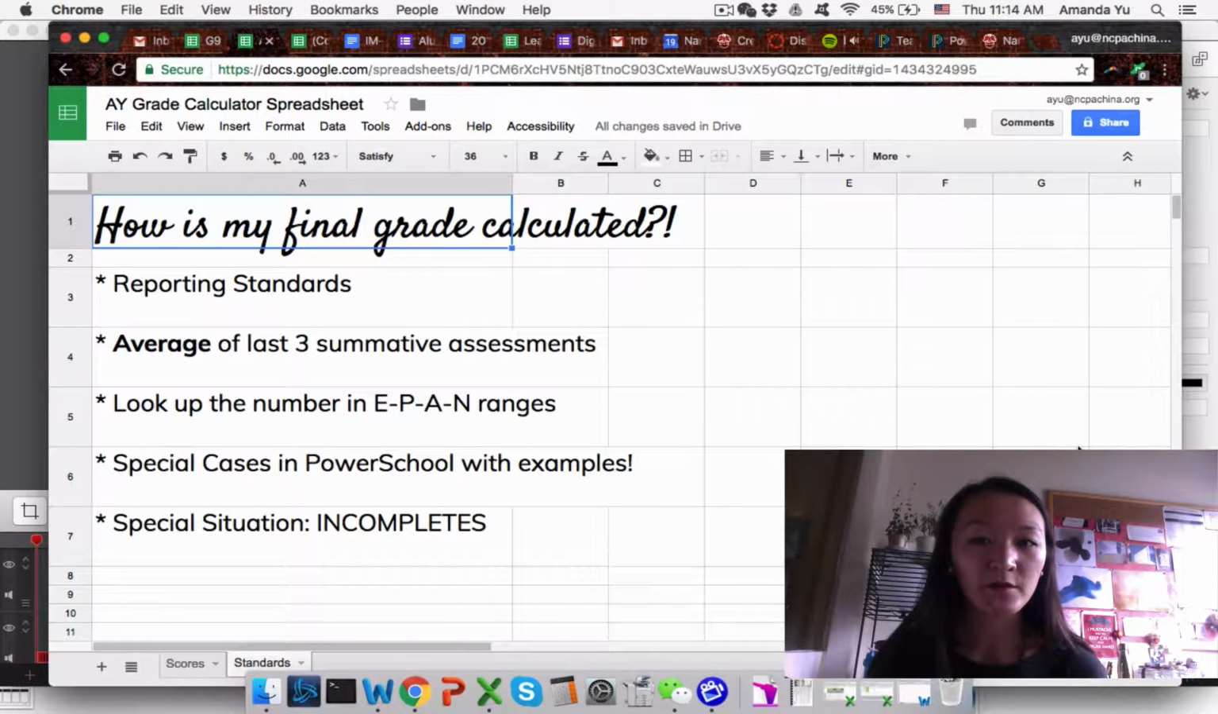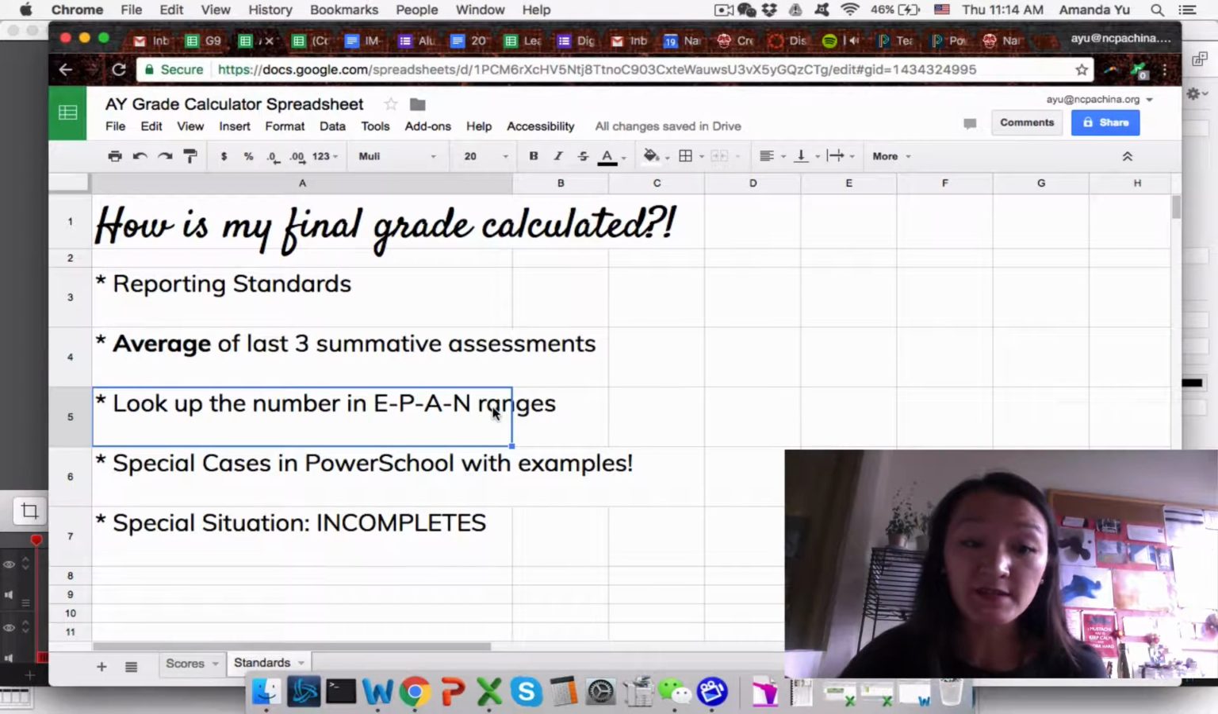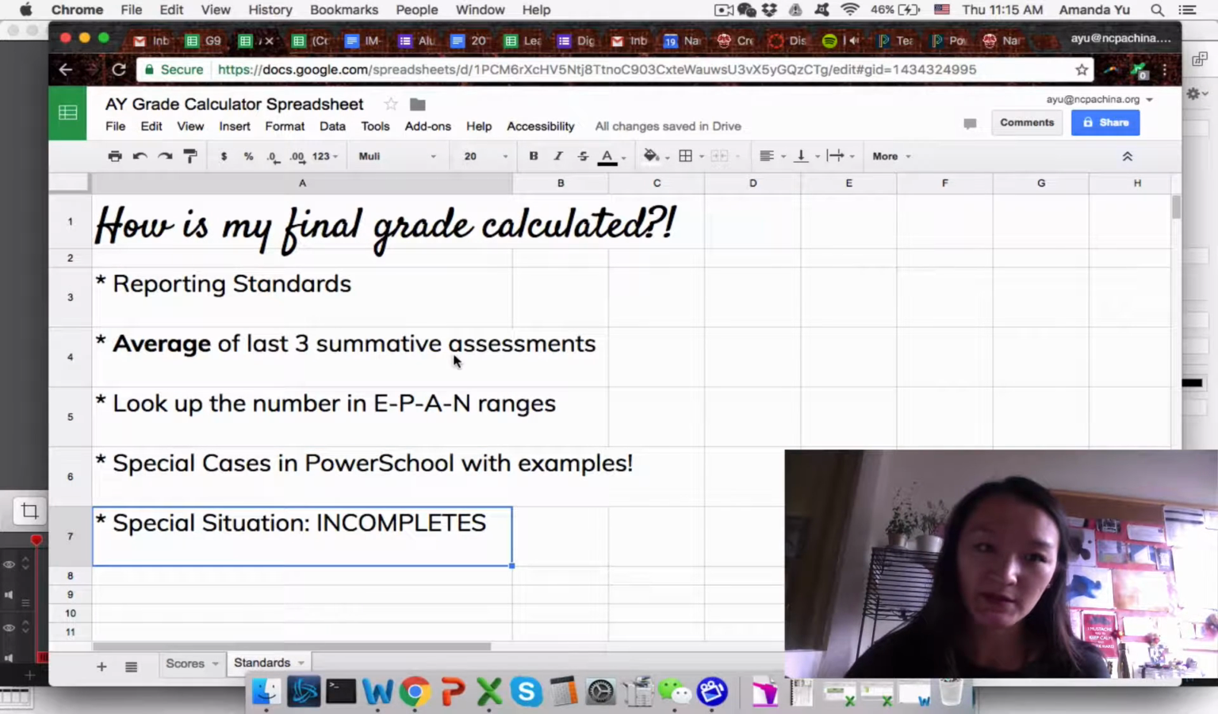So as you may know, for each of your classes you will have just one final grade at the end of the year. And to figure out how it's calculated, we'll need to look at reporting standards, the average of the last 3 summative assessments, the ranges of exemplary, proficient, approaching, and not yet, and then we'll also look at some special cases in PowerSchool and talk briefly about incompletes.